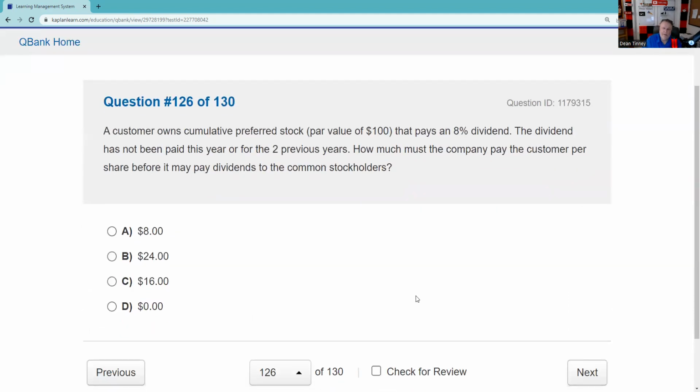Cumulative preferred stock, it pays 8%. So 8% is based on par. It's supposed to pay $8. It's cumulative, so it hasn't been paid in 2 previous years. So that means they're going to have to take care of the arrears before they pay a dividend to common. You have preferential treatment, very testable in 2 areas: the dividend and liquidation. Here it's the dividend, so that's 16 plus the current dividend, which would be 24.